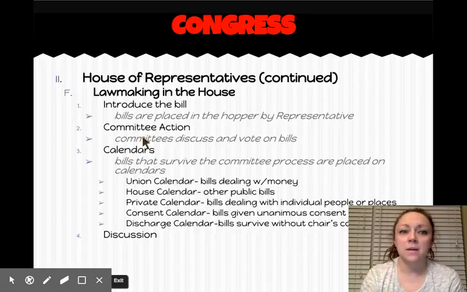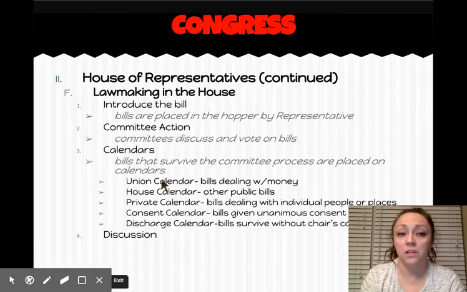The next step is committee action, and a lot of the discussion, a lot of the progress on the bill is made in this committee action step. So here, committees are going to discuss and vote on bills. Calendars. If the bill survives the committee process, it's placed on one of 5 calendars.